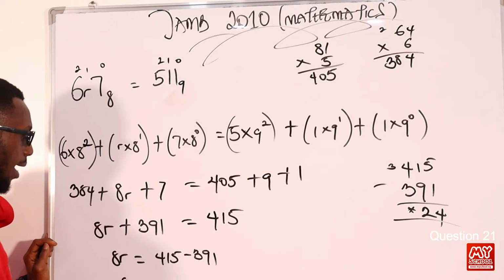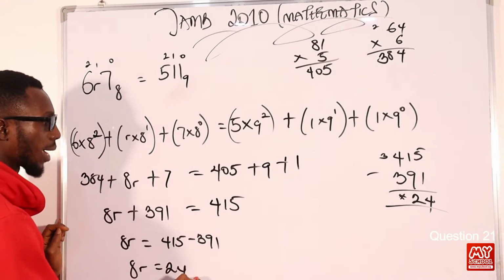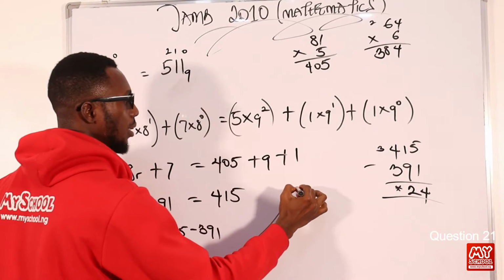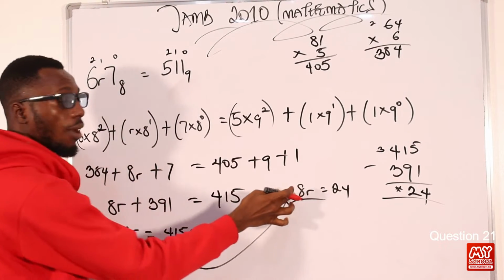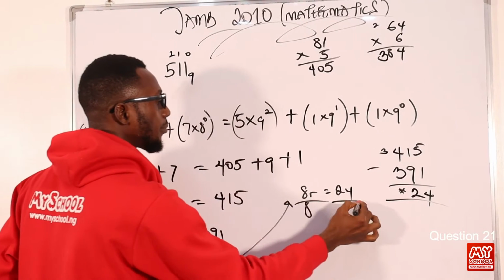So that implies 8r equals 24. I can do a lifting here. So I have 8r equals 24. Dividing both sides by the coefficient of r, which is 8.